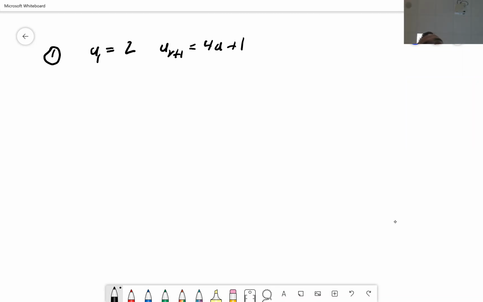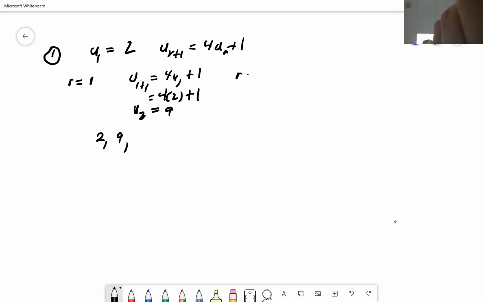Okay. So if you put r equals 1 here, you will get u's of 1 plus 1 equals 4 u's of 1 plus 1. So that's going to be 4 times 2 plus 1. So that's 8 plus 1, which is 9. So that's what u's of 2 comes out to. Now the next one, I'll go ahead and write here 2 comma 9.